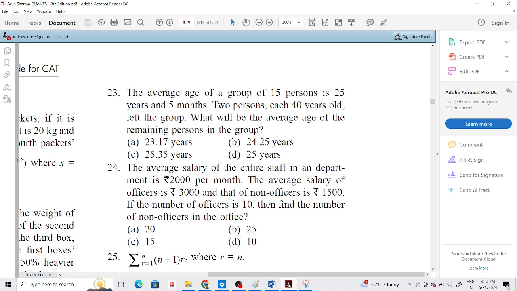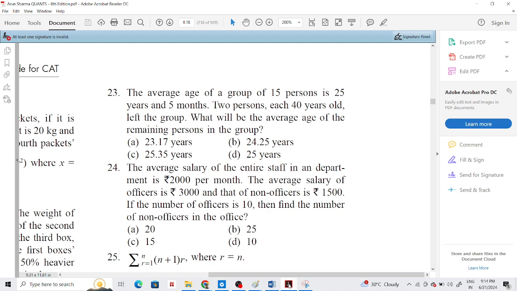The average age of 15 persons is 25 years and 5 months. 2 persons each 40 years old left the group. What will be the average age of the remaining persons? Just while you are reading the sum, try to do it.